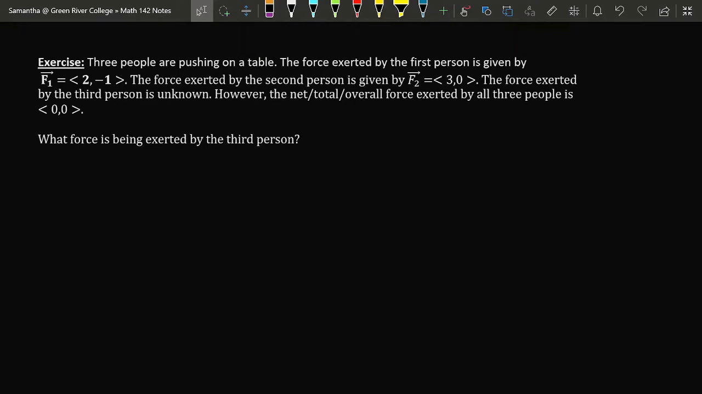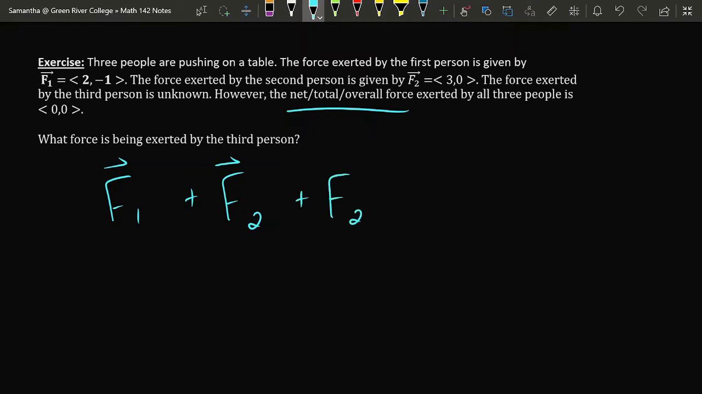So basically, all 3 of them are completely canceling out all of their work, and the table is not moving at all. So the question is, what is the force exerted by the third person that is canceling out the efforts of the first 2 people? We're told that the net force, the total force, is equal to 0, 0. And what this means is that if we add the forces of all 3 individual people together, the result of those 3 forces being added together is equal to 0, 0.